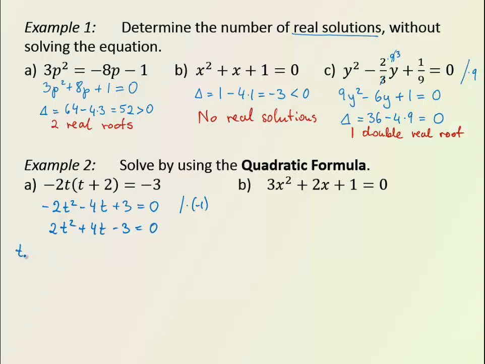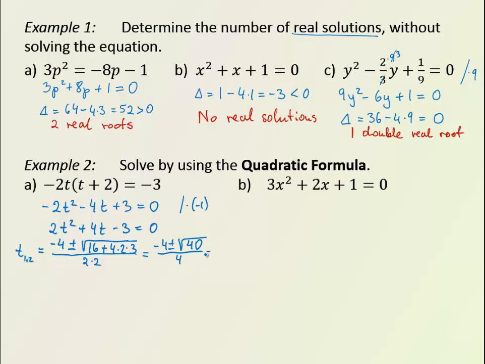So the roots t, either 1 or 2 roots, are negative b, negative 4, plus minus the square root of b squared, 16, minus 4 times 2 times negative 3. So negative changes the sign to positive times 3. Over 2a, over 2 times 2. And simplify this. So what do we have? We have negative 4 plus minus the square root of 16 plus 24, which is 40. Square root of 40 over 4.